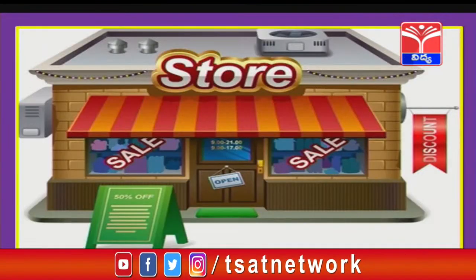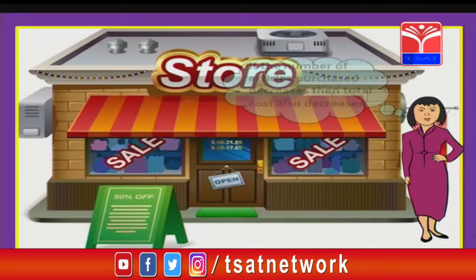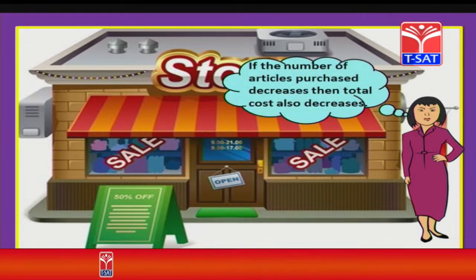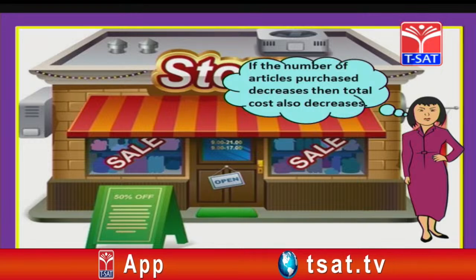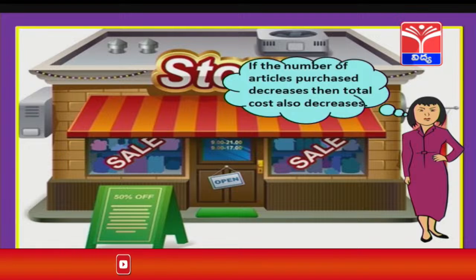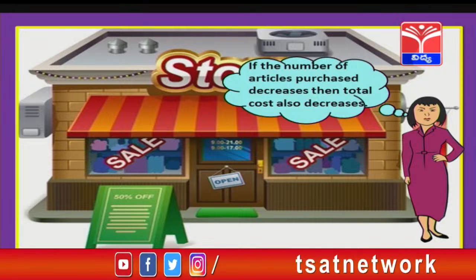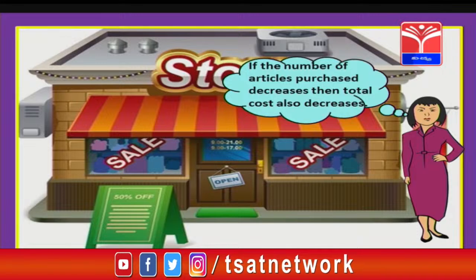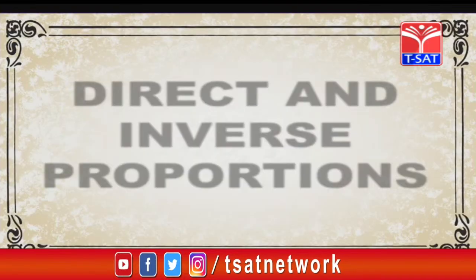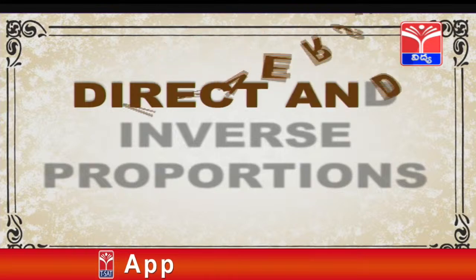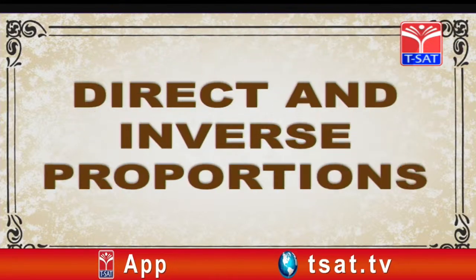So, take a look at another scenario wherein there is a sale going on and Miss Akila wants to purchase something. If the number of articles purchased decreases, then what happens to the total cost, children? Yes, that also obviously decreases. Okay children. So, in our session today, that is direct and inverse proportion, we are going to learn more about these concepts. So, let us see the concepts now.